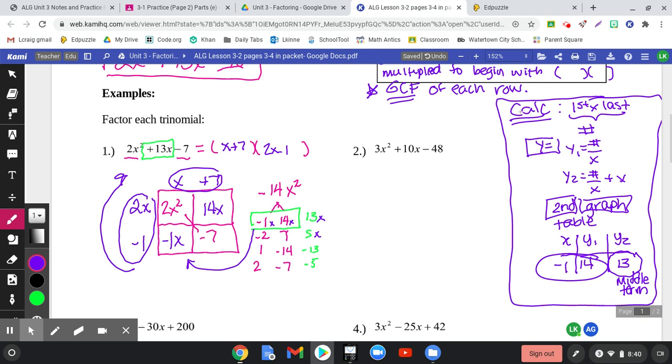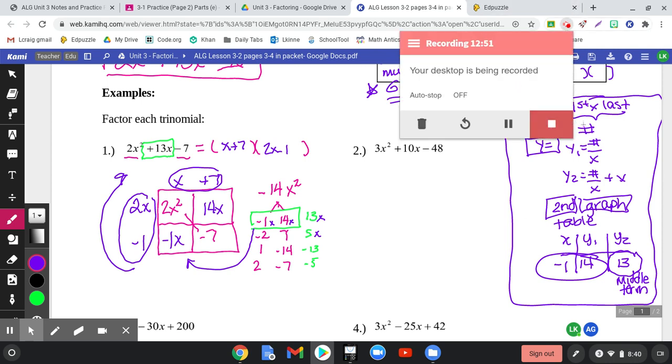All right, I'm going to stop the video, and in the next video, we'll do practice with these. Make sure you're listening and watching carefully and taking down these notes in your packet.